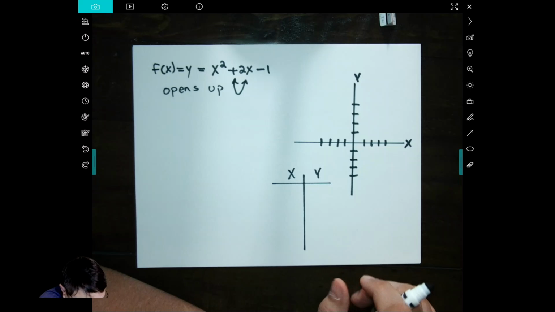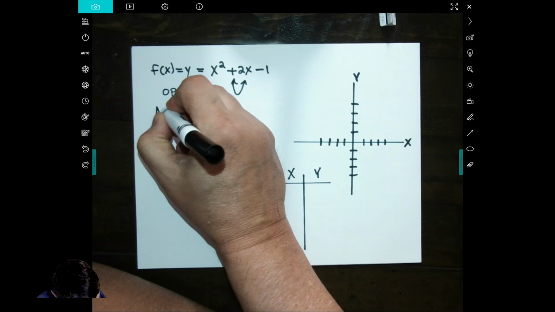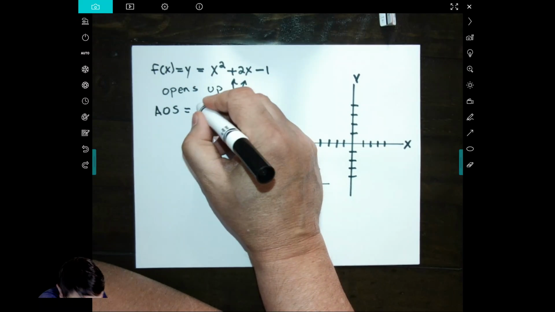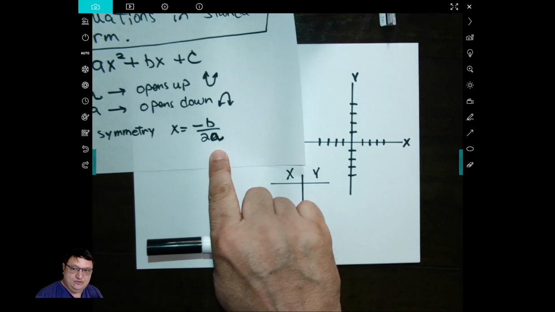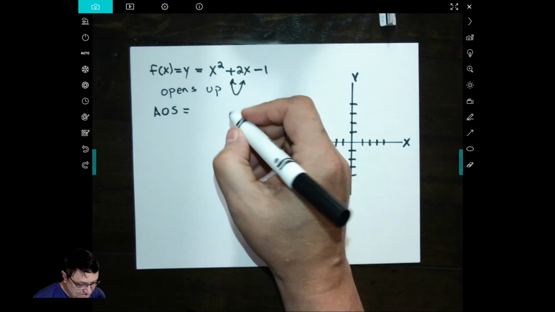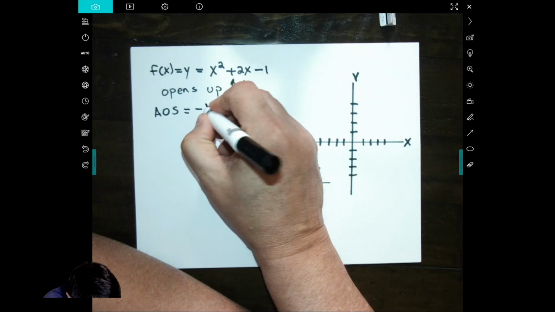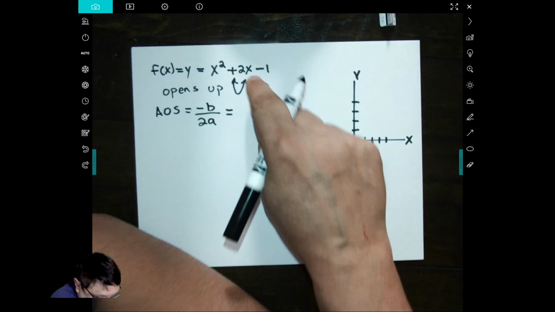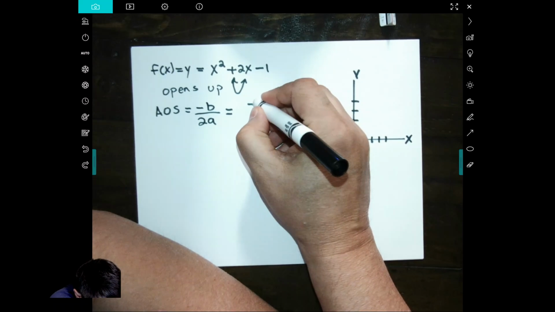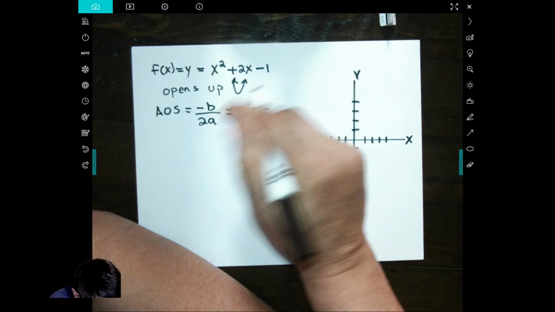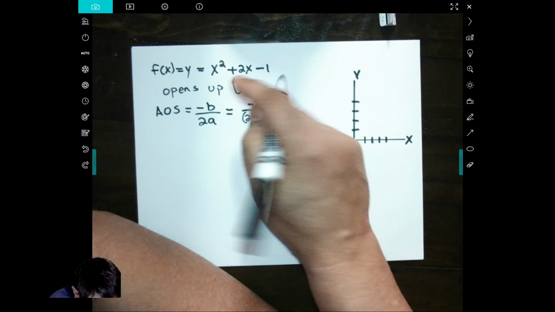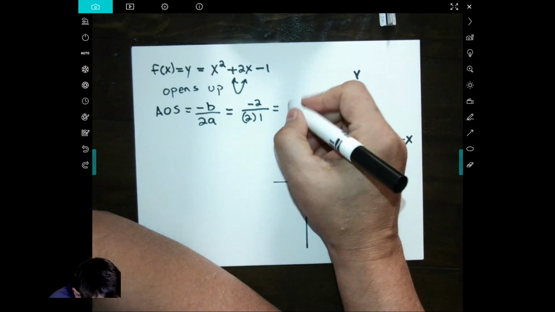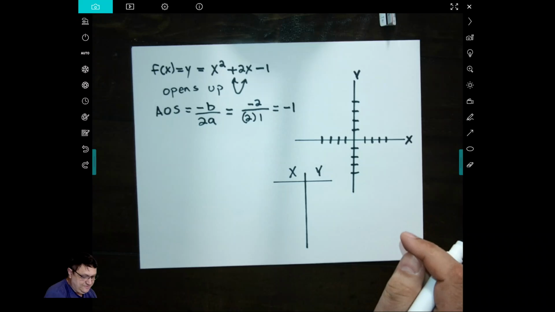Now I have to find my axis of symmetry. I'm going to abbreviate that, axis of symmetry. And that's at x equal to, and if you remember, it's at minus b over 2a. In this case, my b is 2, so that's going to be negative 2 over 2 times my a coefficient, which is 1, and that negative 2 divided by 2 is negative 1. Okay, so that's my axis of symmetry.